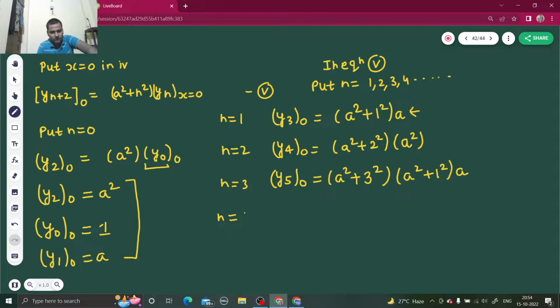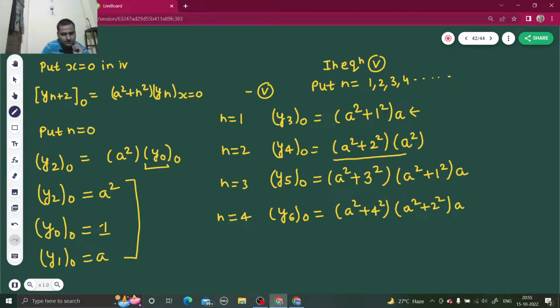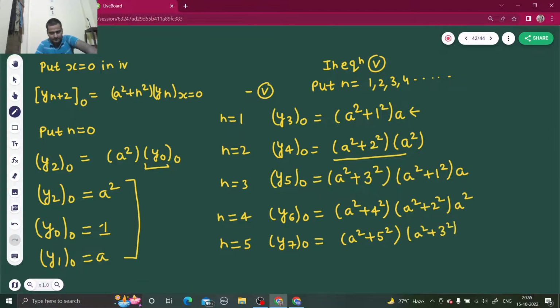Now calculate for n equals 4. We will get y6 at x equals 0, which will be a square plus 4 square, times y4 at x equals 0, which you have already obtained. Paste that here, that is a square plus 2 square. Calculate for n equals 5 for the last time. This will give you y7 at x equals 0, equal to a square plus 5 square, times y5 at x equals 0, that is a square plus 3 square, a square plus 1 square times a.